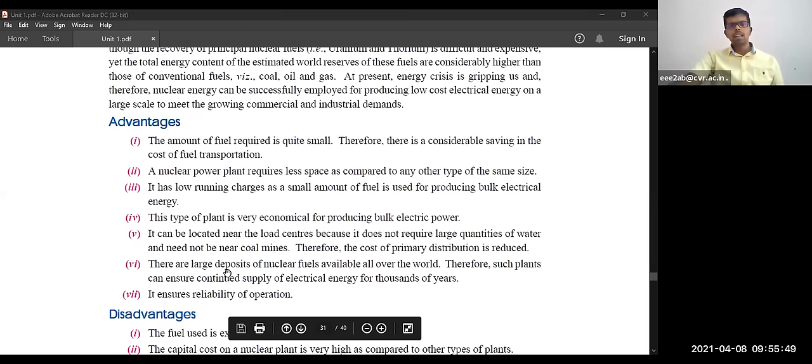And there are large deposits of nuclear fuels available all over the world. Therefore, such plants can ensure a continued supply of electrical energy for thousands of years.